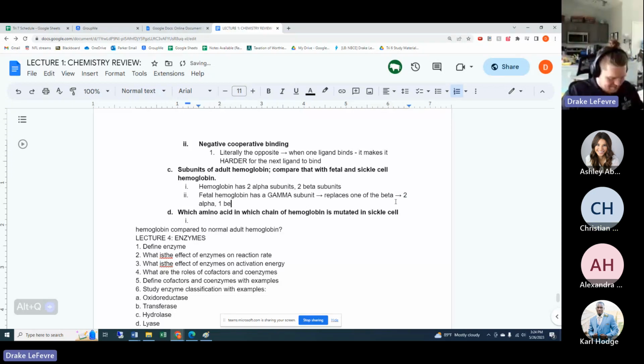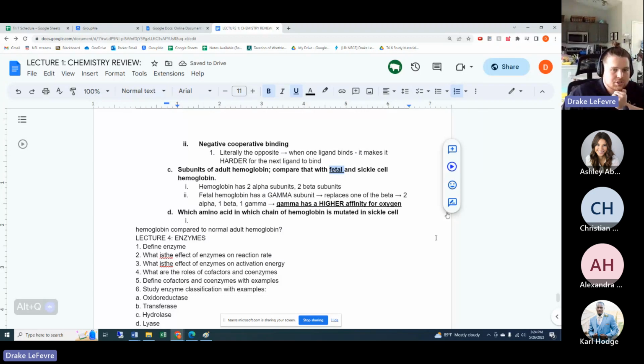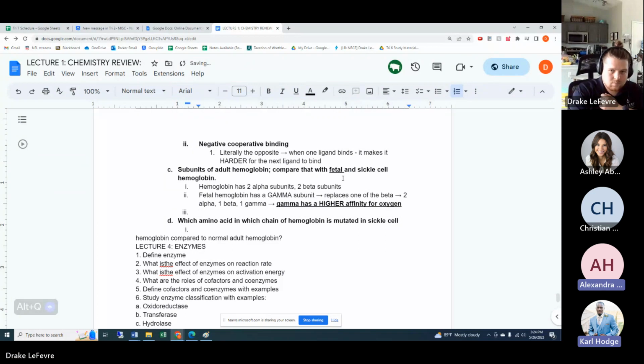2 alpha, 1 beta, 1 gamma. The big thing about the gamma is that gamma has a higher affinity for oxygen. Why do we think that newborns, specifically fetal, so inside of the womb, would have an even higher affinity for oxygen? Why do you think that's necessary? Because they don't have direct access to it. They're not actually breathing in oxygen themselves.